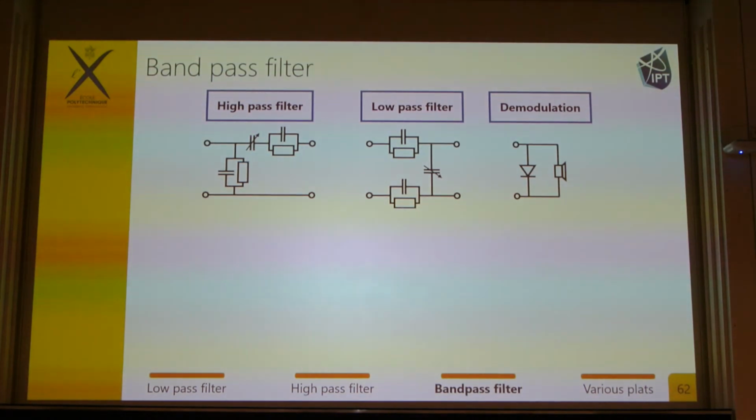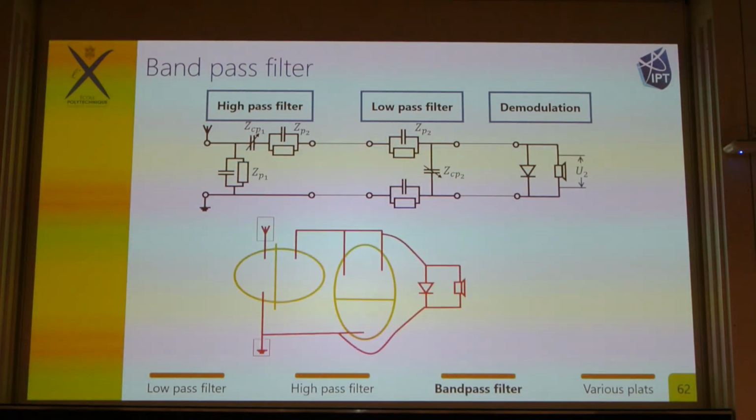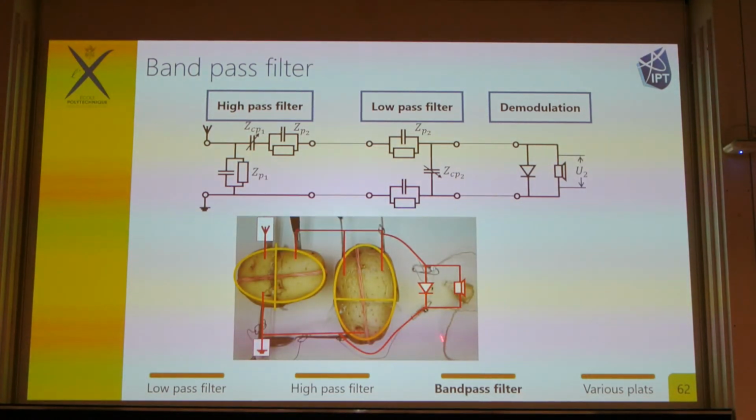We have the high pass filter, we have the low pass filter, we have the demodulation part. And what we get in the end, we get the band pass. This is cool. Okay, what we expected with just one model. This is our model. This is what we get. So this is the connection of the potato. We connect like that.